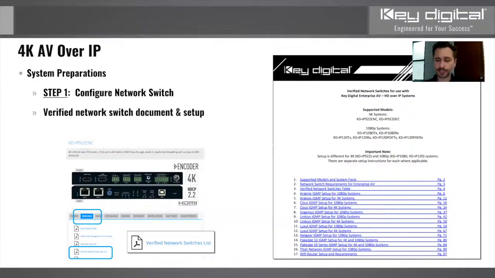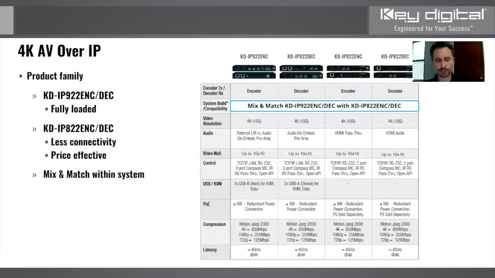But it is step 1 because you don't want to plug in all of the AV over IP units without the network switch configured. It can cause a lot of issues on that network, if that IGMP isn't, if the broadcast isn't directed, pointed as it should, encoders to decoders.